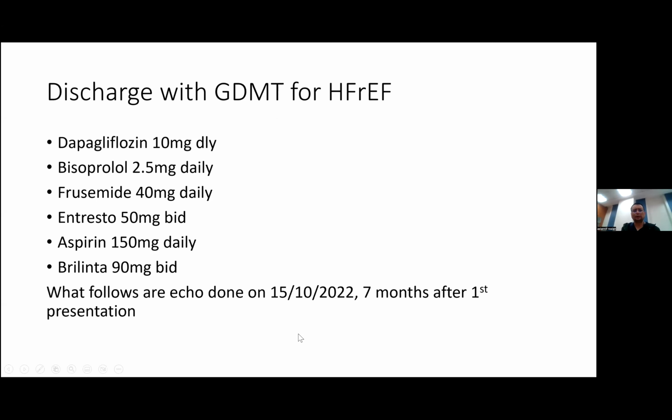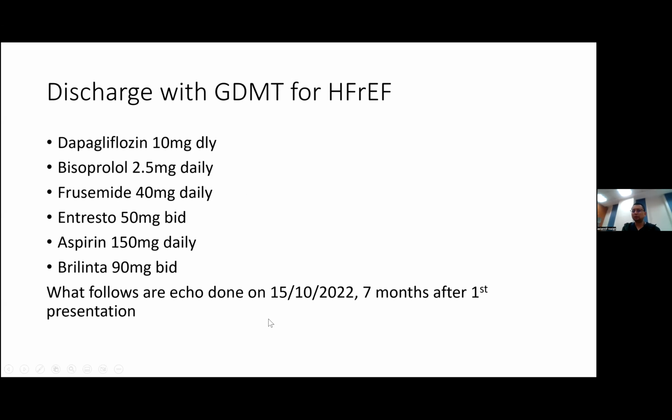So I discharged him with the normal guideline-directed medical therapy for heart failure with reduced ejection fraction. So I gave him all this medication. For patients with heart failure with reduced ejection fraction, depending on the blood pressure, my default is to try to give 3 medications if I can. Those 3 medications are usually an SGLT2 inhibitor, ARNI, and also bisoprolol. If I cannot, I give 2, or if really cannot, then I give 1.